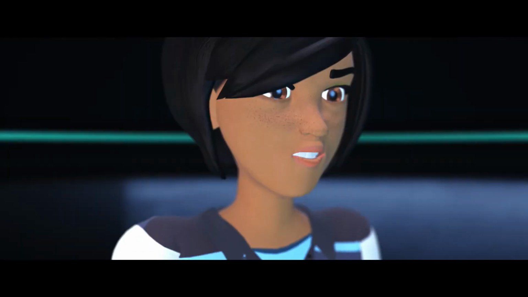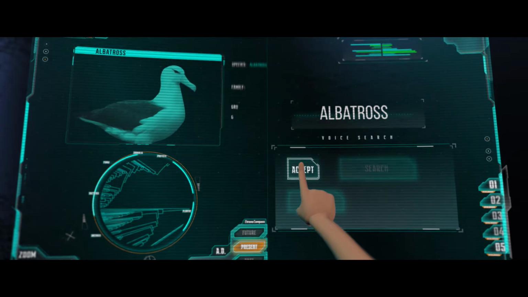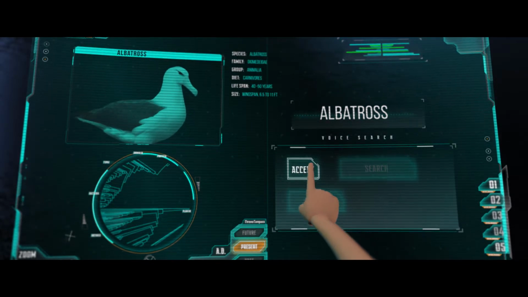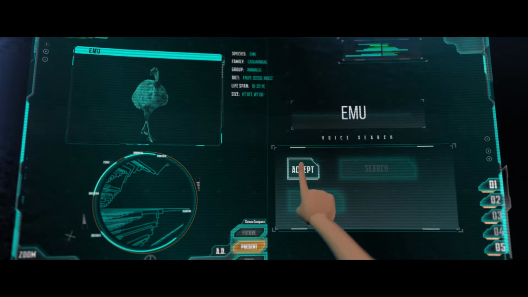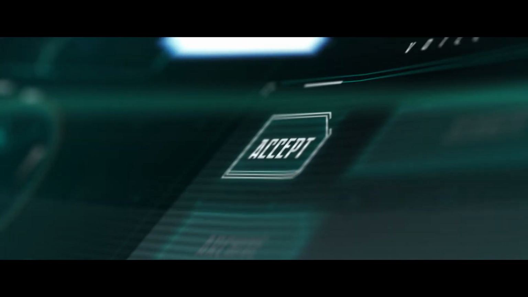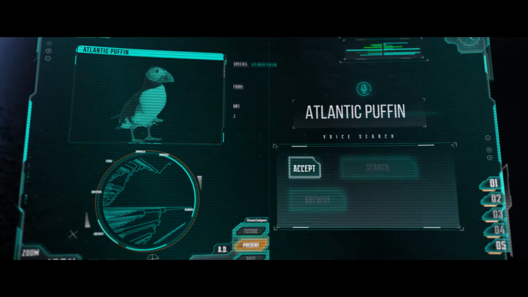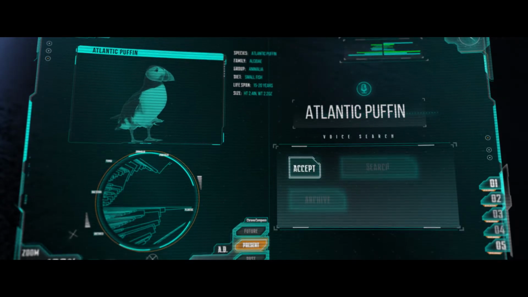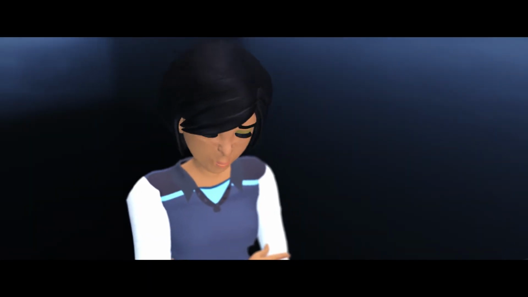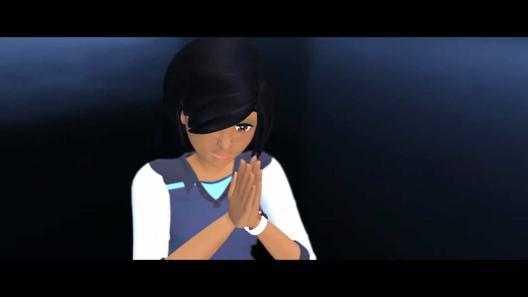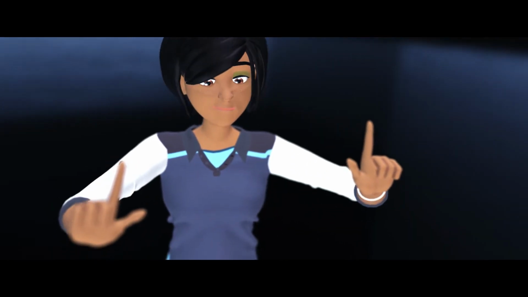Okay. Show me albatross. How about emu? Okay, but do you have Atlantic puffin? I thought this thing was going to be bigger. You know what would be fun? Mapping the common ancestry connecting birds and whales.